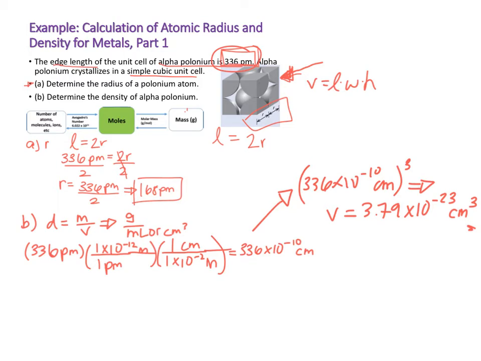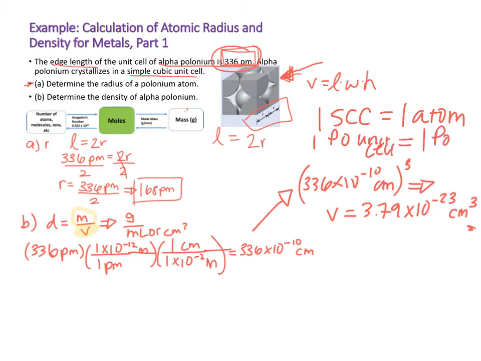We have this unknown so far, our volume, but now we need the mass. How do we get the mass? So this one's a little bit trickier. You're going to have to do some dimensional analysis, and then we are also going to have to use some knowledge that we know about the simple cubic unit cell. So we know that in one simple cubic unit cell we have a total of 1 atom. So in this case, in one polonium unit cell, we have 1 polonium atom.